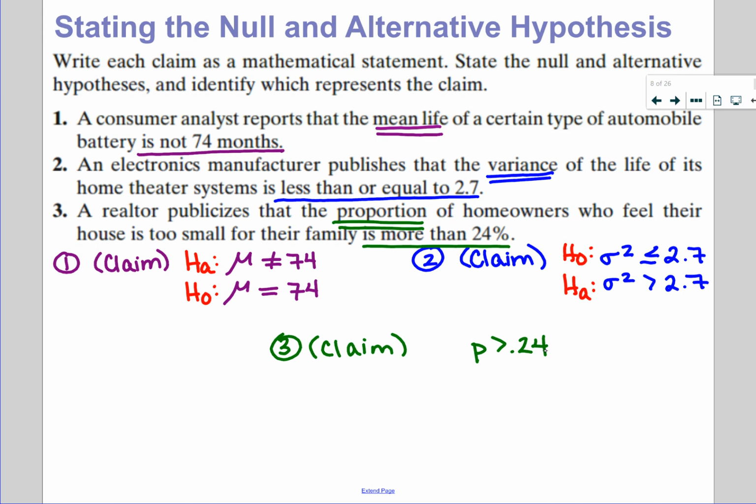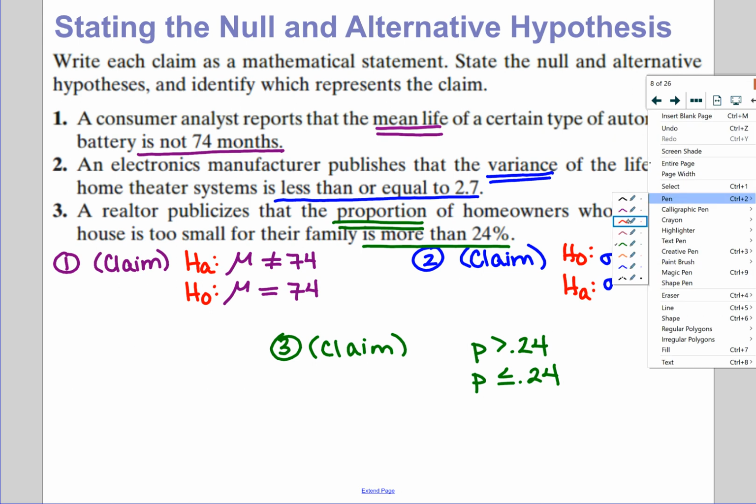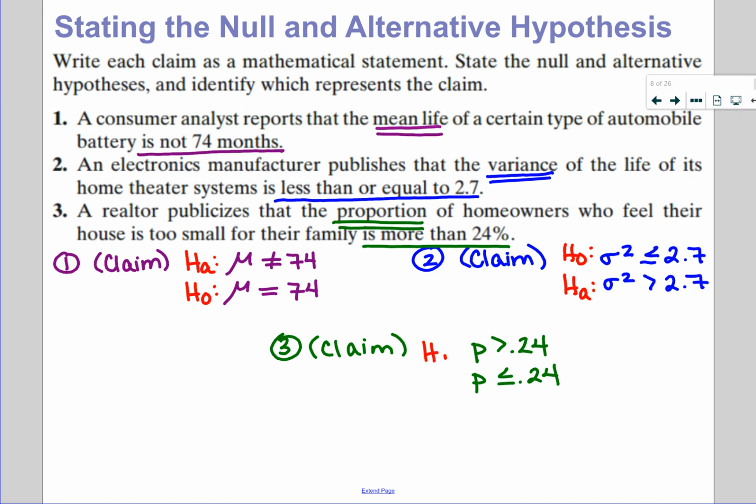What is the complement of that? P is less than or equal to 0.24. In this case, is the claim the null or alternative hypothesis? It is the alternative hypothesis, and the null is the complement.